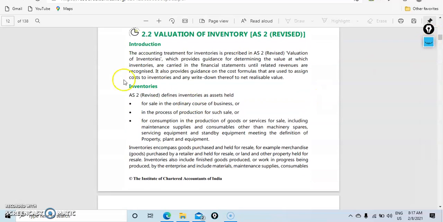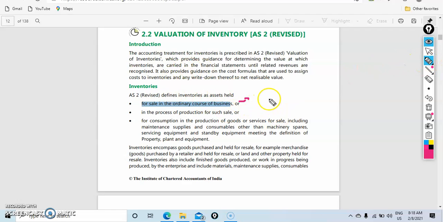So the valuation of inventory. Inventory means raw materials, finished goods and work in progress. I have given the examples also. The raw materials are used for production, and the final product we call finished goods, and whatever is in the middle is work in progress. For these three we use AS2. But for the first point, the sale in the ordinary course of business, I have given some exceptions. Even though it is a sale in the ordinary course of business, we have to check the nature of the business.